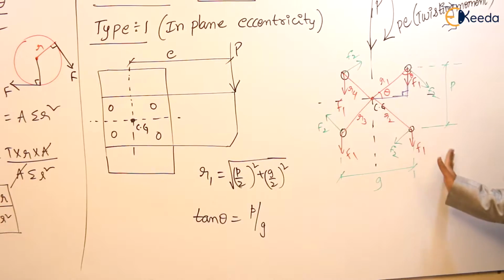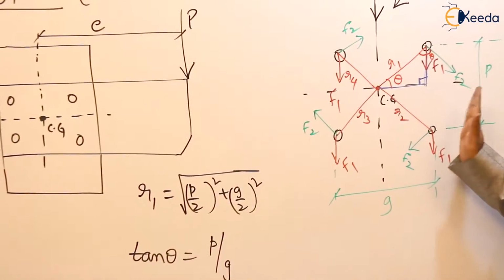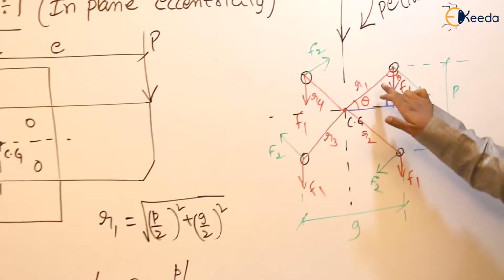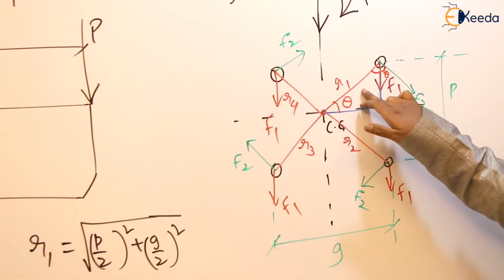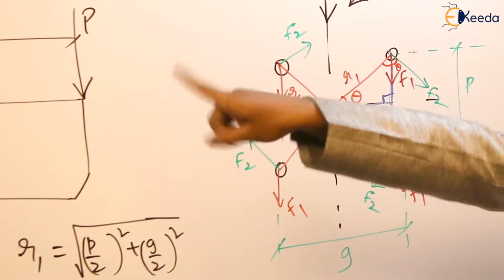So take this very clearly. Show the directions F1 and F2. So F2 is always perpendicular to this radial distance. The reason for that is a strength of materials concept.